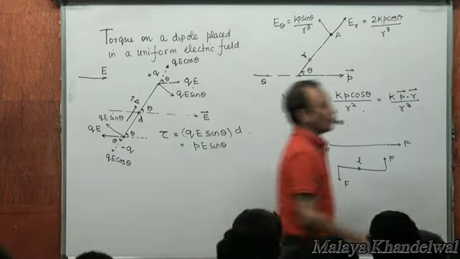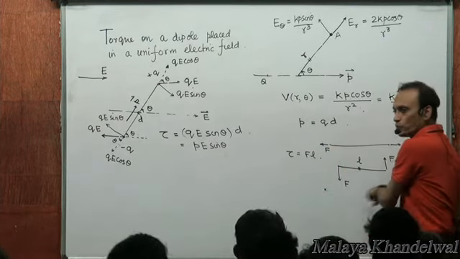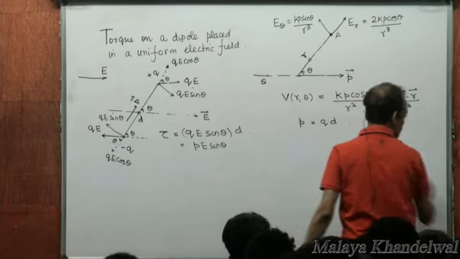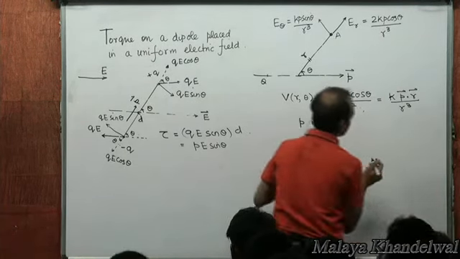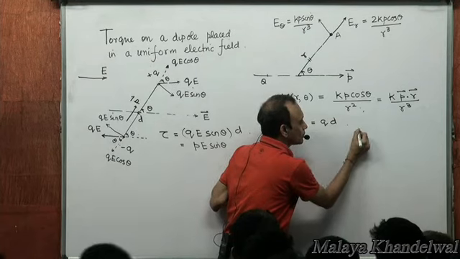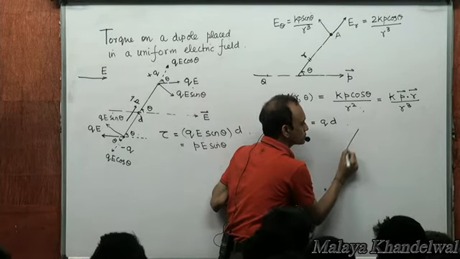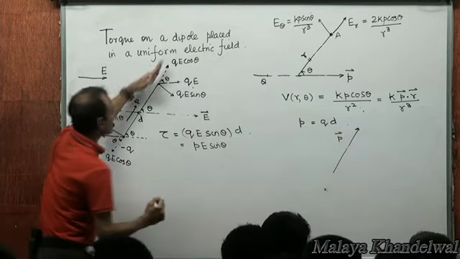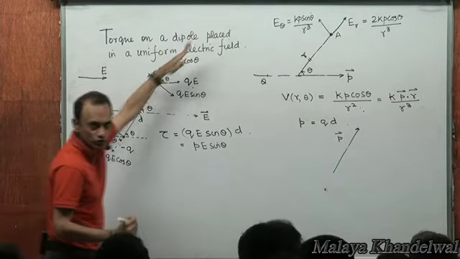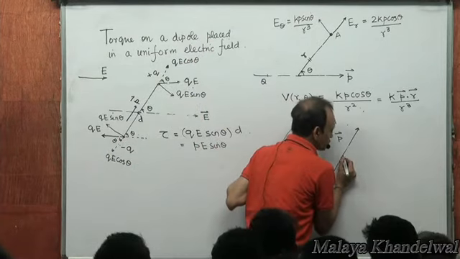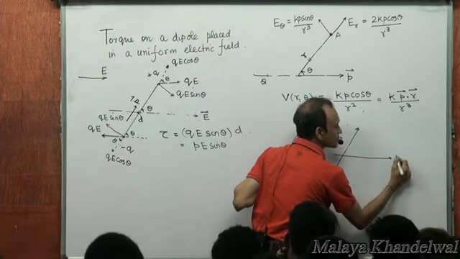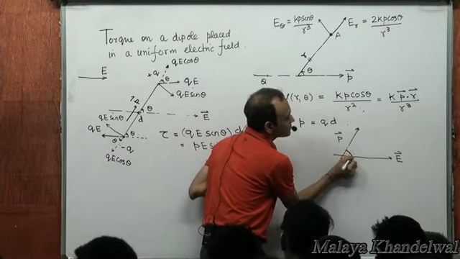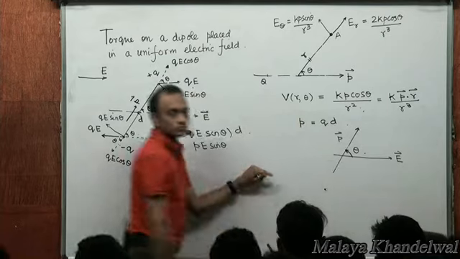So which means now, can I remove this portion? Just this portion? Look, p is like this, the dipole moment vector from the negative to the positive charge. The electric field is like this. And the angle between the electric field and the dipole moment vector is theta. Yes or no?